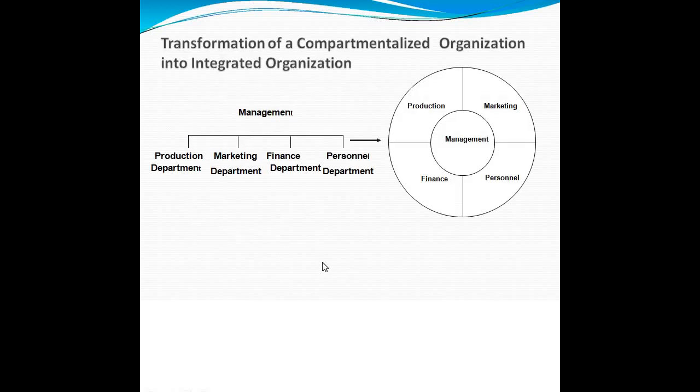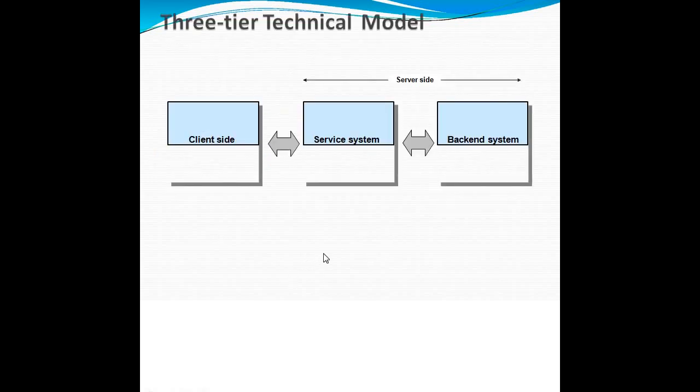So this is the transformation of a compartmentalized organization into an integrated organization. Here is the management which manages different departments like the production department, marketing department, finance department, personnel department, and how these departments are related to their management. So now this is a three-tier technical model where the client side, and these are the service system and backend, both are the server side. So it follows the architecture of the client server model.